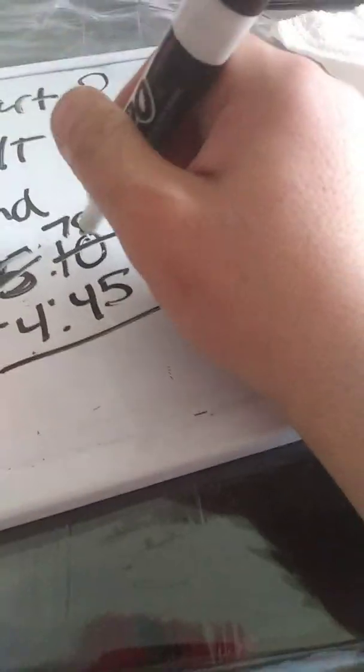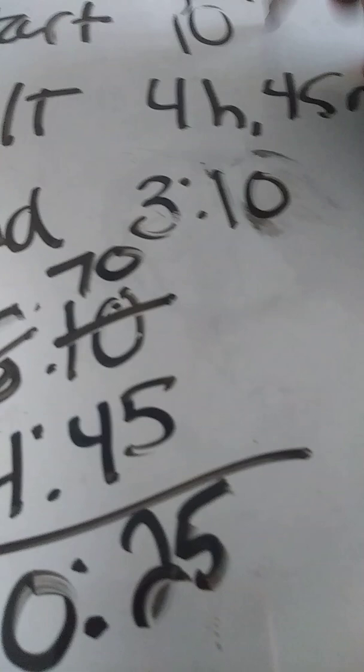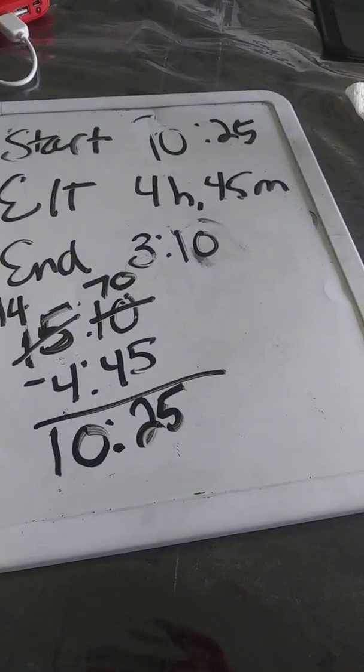70 minus 45, if I did the normal regrouping, this would give me 25. Put the 2 dots, the colon. 14 minus 4 is 10, and that's the time that this thing started, was 10:25. And that's how I do finding the start time.